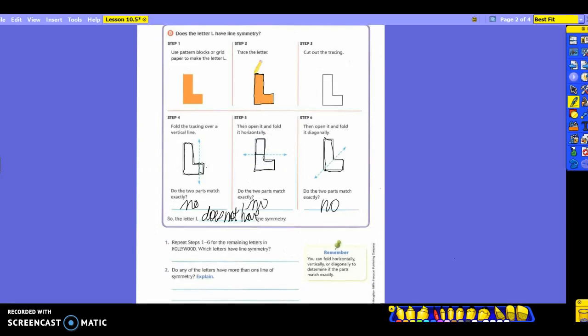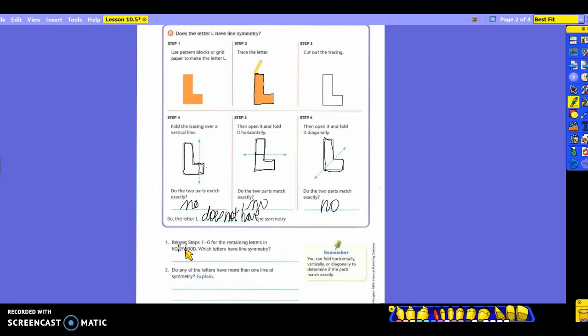All right, so let's take a look at number 1 down here. It says to repeat steps 1 through 6 for the remaining letters in Hollywood. So which letters would have line symmetry? Let's just start at the beginning. We know we've already done what letters? L and W. So we're going to cross out the L's and the W. Okay? So we're going to start over there with the H.